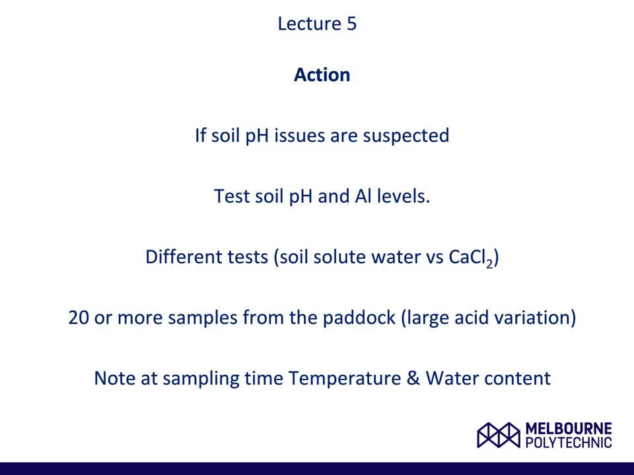Ensure that you understand the difference between measuring pH in water versus measuring pH in calcium chloride. It is often thought that the measurement of pH in calcium chloride is more accurate and more meaningful for agronomists. 20 or more samples should be collected from a paddock due to the large variations seen in acidity.